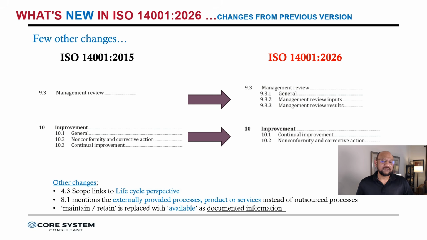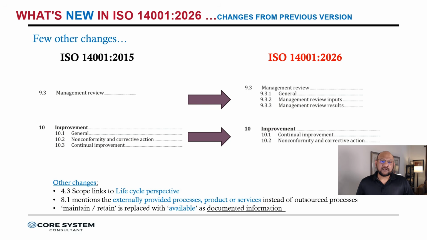And lastly, they have done an interesting change. Earlier, maintain and retain were the terms used in the ISO standards with the documented information. Now they have removed them altogether, and they're using just one term, which is available as documented information. This is one of those changes which I'm expecting that in the latest 9001 version, they're again going to use the same term, be that a policy, be that a procedure, be that a record. So they are going to use the same term, available as documented information, and they're not going to use maintain and retain. That's my feel on that.